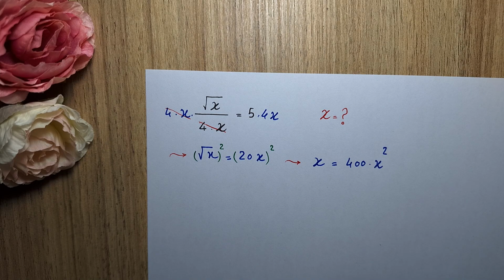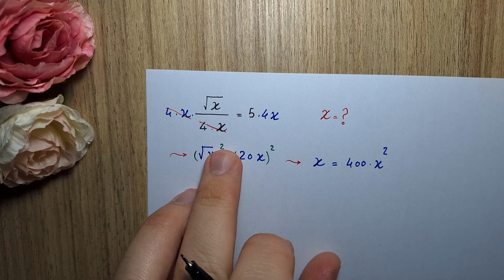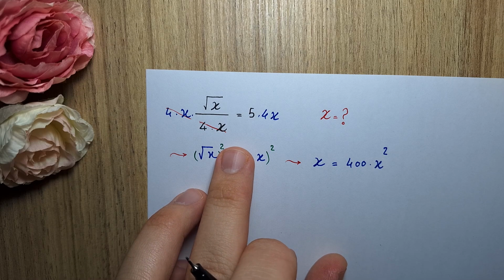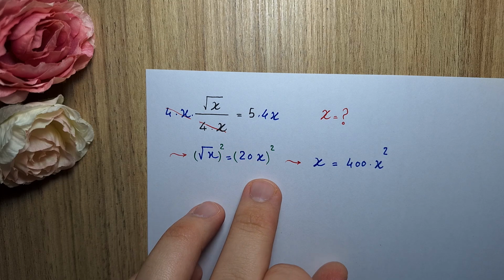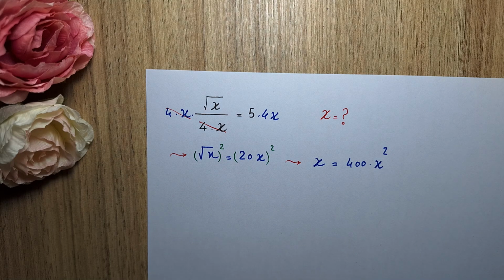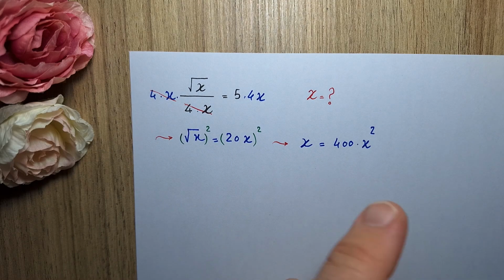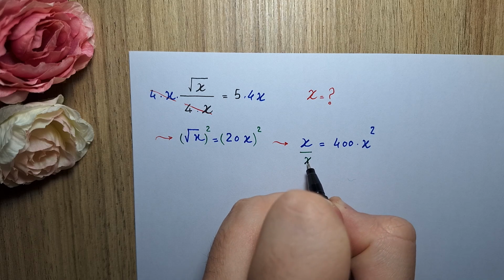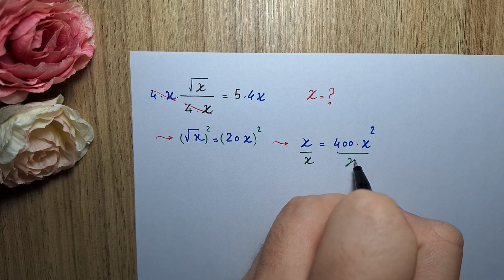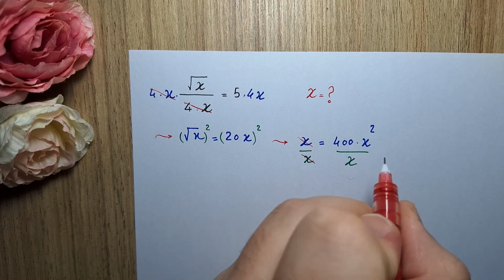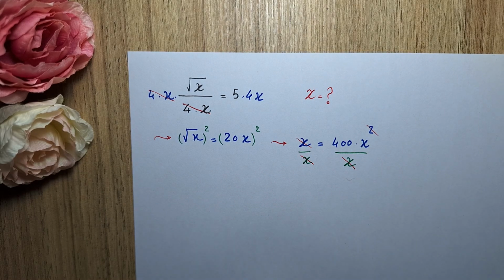Now pay attention that x cannot be equal to 0 because x is in the denominator of the fraction, and the denominator of the fraction cannot be 0. According to this point, we can divide both sides of the equation by x. And now again we can simplify both sides of the equation.